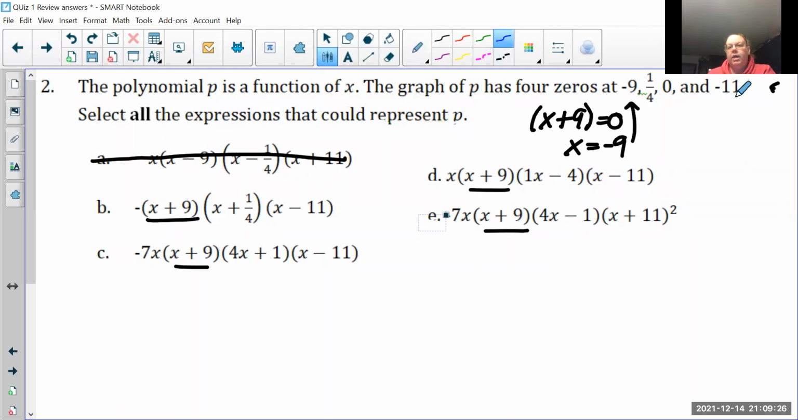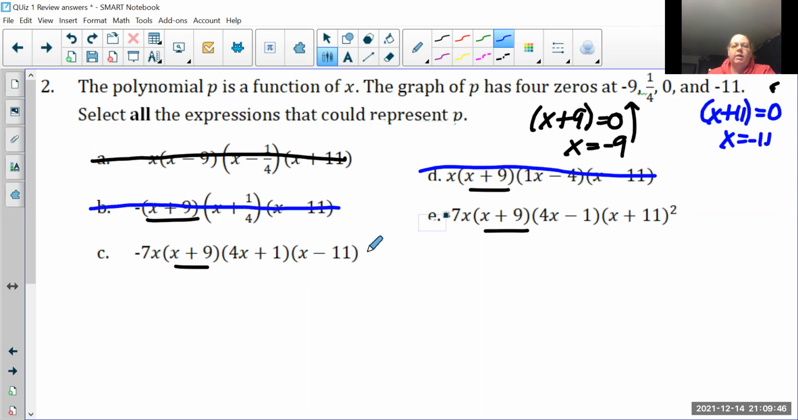The next easiest one is this -11. If it says -11, that must have been that this was x plus 11, because when I set this equal to 0, I get x equals -11, which is why it ended up being -11. So I must have x plus 11. This one has x minus 11, so this one's now gone. This has x minus 11, so this one's now gone. This one has x minus 11, so this one's now gone. So now this one is the only option that we have left. So most likely it's going to be the right answer, but let's just double check that it's not none of these. So we took care of the -9 and we took care of the -11.